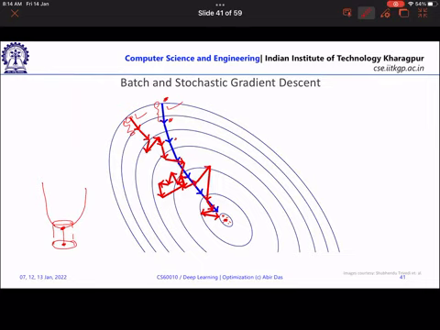So that is something you should keep in mind: though it is one step here and one step here, it means different computation. Now, let us first talk about the blue one.